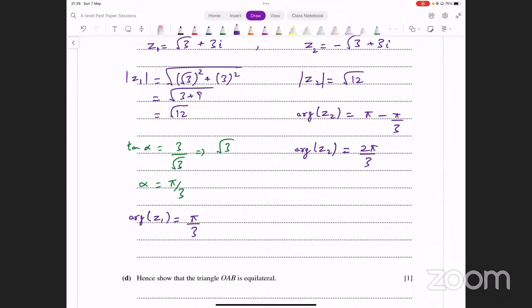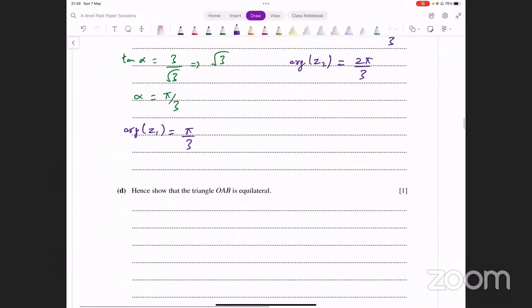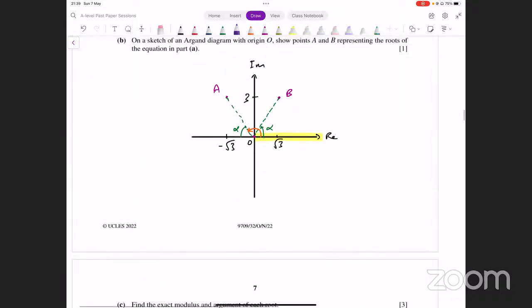In part D, it says, hence show that the triangle OAB is equilateral. Okay, OAB triangle. So अगर आप इसको भी join कर दें A और B को, we have to show that this triangle that we have here is equilateral. Now we have already found two sides of this triangle, right? And they are equal to each other. We know that, right? Now there are multiple ways of looking at this.